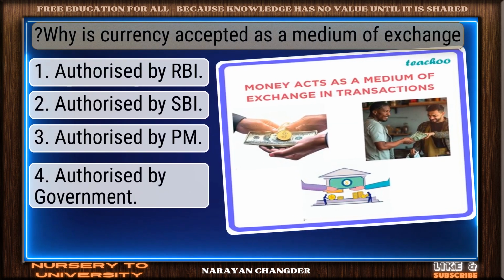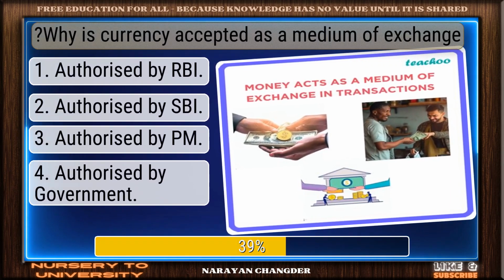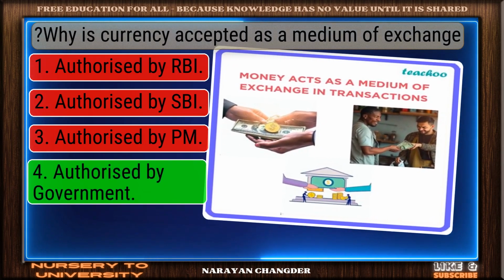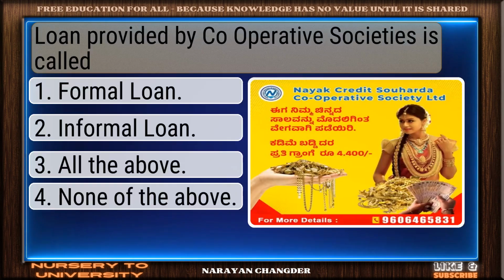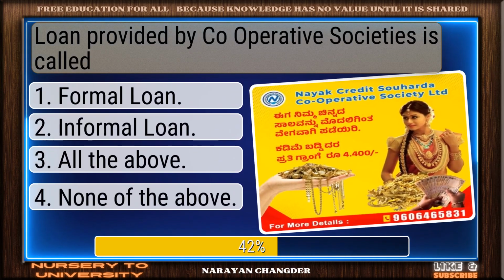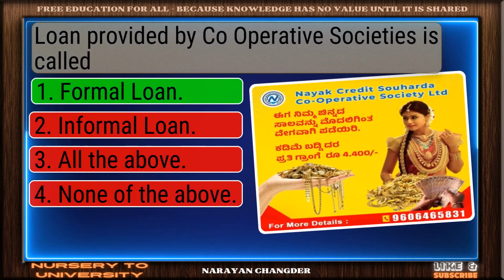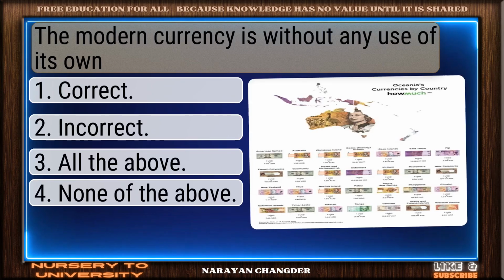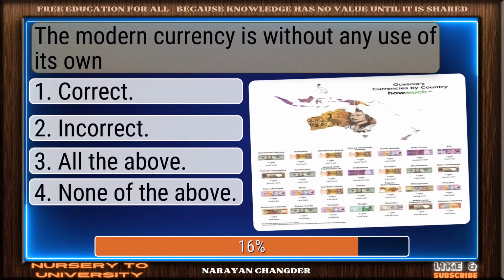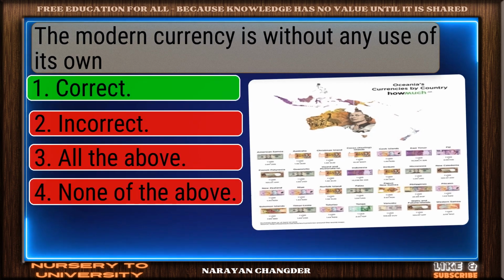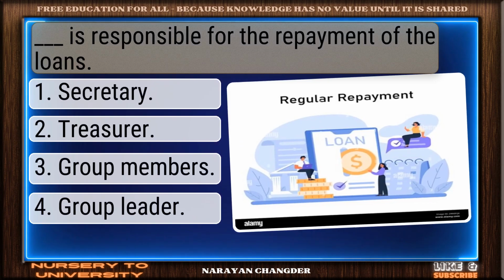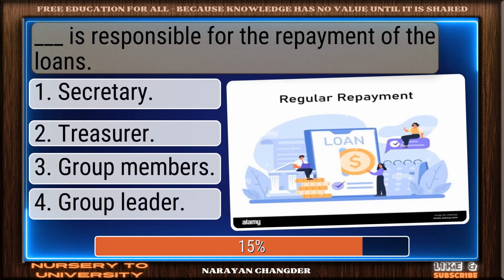Why is currency accepted as a medium of exchange? Nice selection. Authorized by government is correct. Loan provided by cooperative societies is called... Sharp thinking. Formal loan is right. The modern currency is without any use of its own. Great job. Correct is accurate. Dash is responsible for the repayment of the loans.